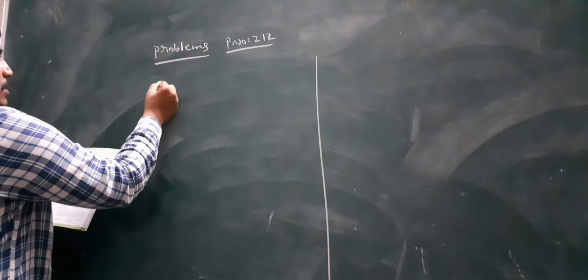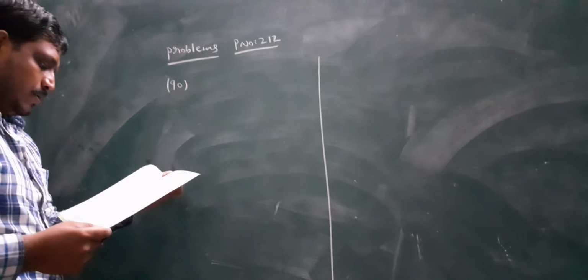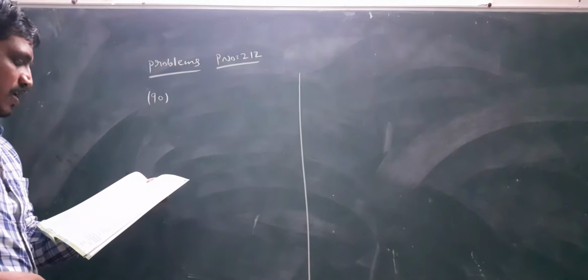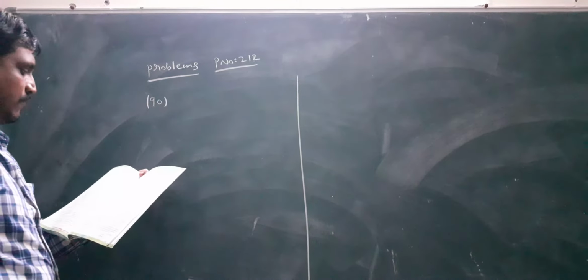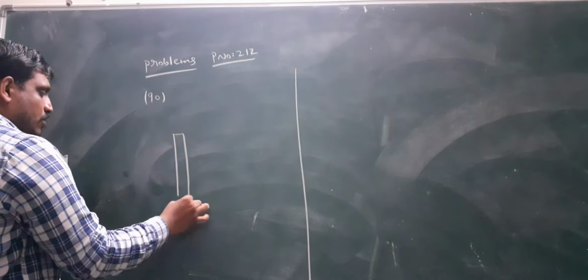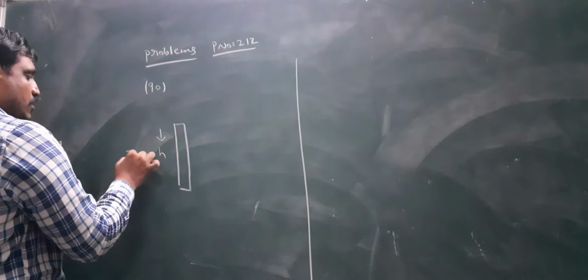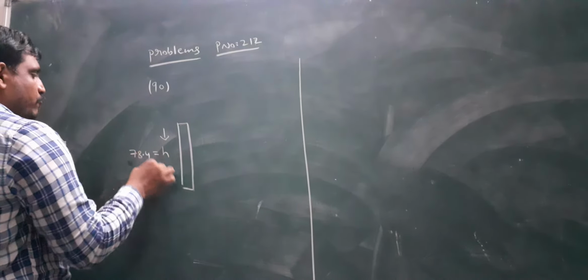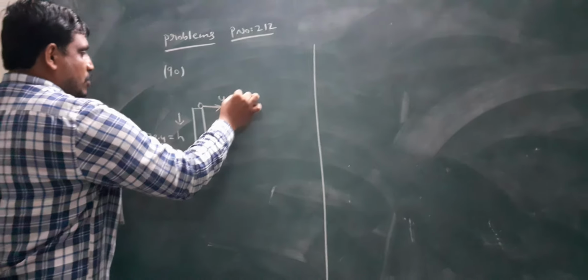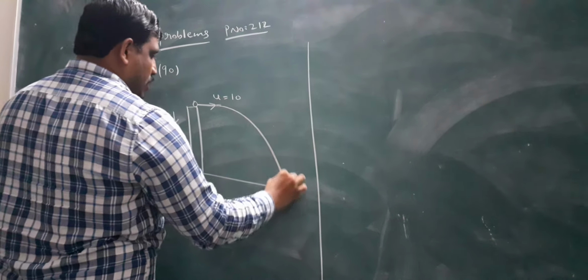Problem number 90. Okay? In problem number 90, first read the question. A body is projected horizontally from a height. This is the tower. What is the tower height? 78.4 meters. Here the body is thrown with initial velocity 10. This body reaches the ground.